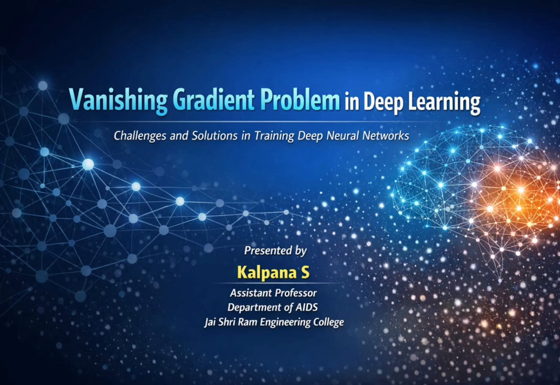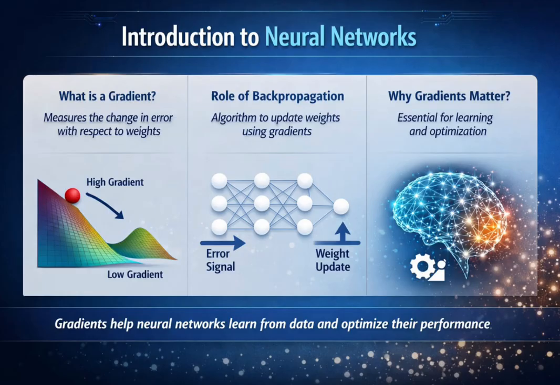to this problem. Let's begin by understanding what gradients are. In neural networks, gradients measure how much the error changes with respect to each weight. During backpropagation, we use these gradients to update weights and improve the model. If gradients are too small or too large, learning becomes inefficient. So, gradients are the lifeblood of learning in deep networks.